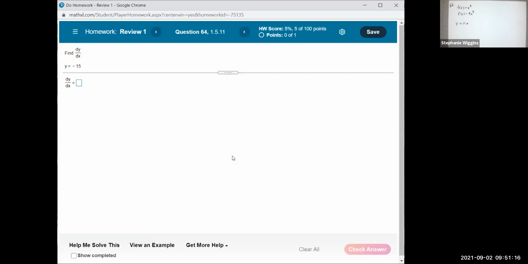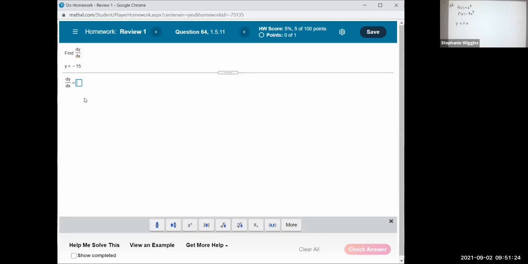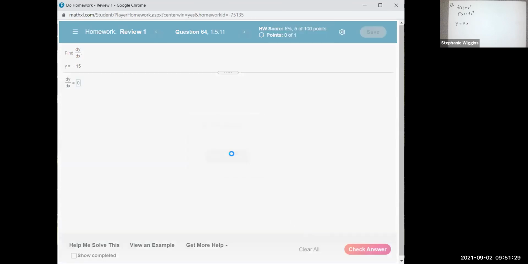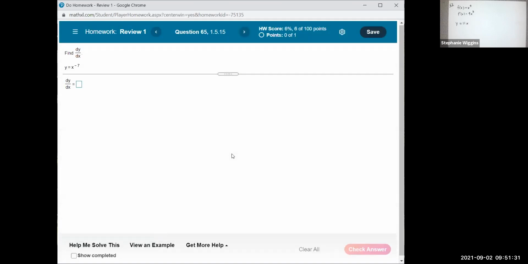Here we have a constant. The derivative of a constant is always 0. So if there's no variable in your function like this, there's no x, you know that the derivative is going to be 0. So these are really easy to do, but you have to know the rules. So make sure you practice.